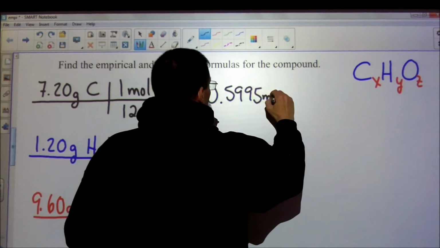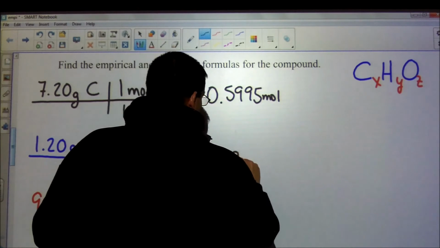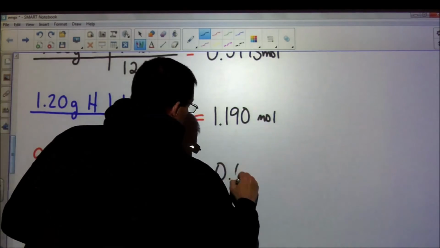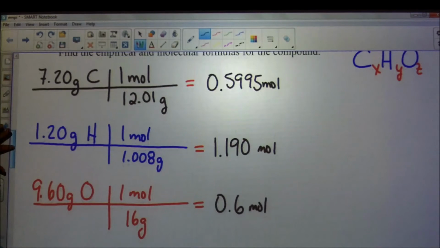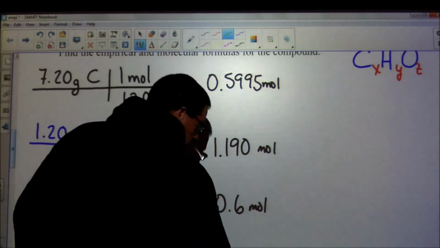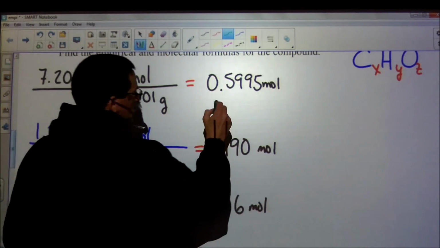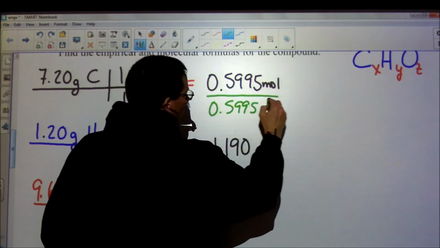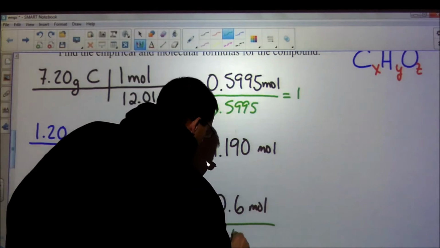0.5995 moles of carbon, 1.1, we'll say 90 moles of hydrogen, 0.6 moles of oxygen. Okay, so here are our mole amounts. Again, let's divide by the smallest number. In this case, it looks like the 0.5995, technically the 0.6. They're very, very close to each other, but I'll go with the 0.5995. So that is one of those, and definitely one of these.